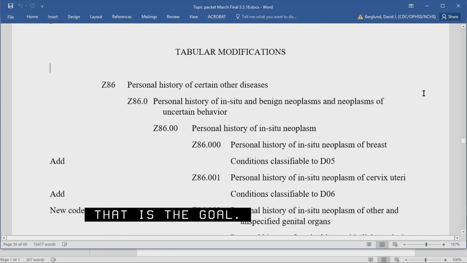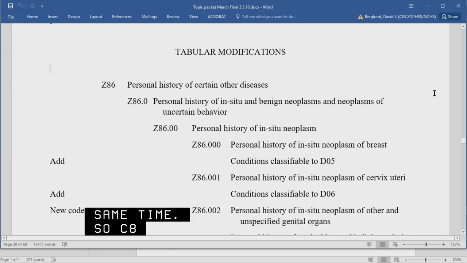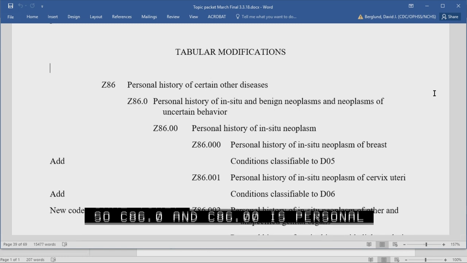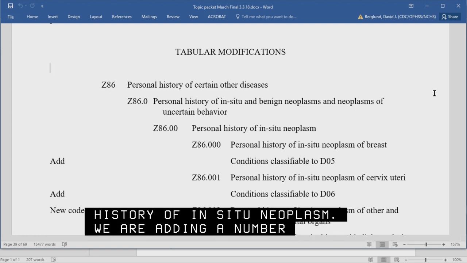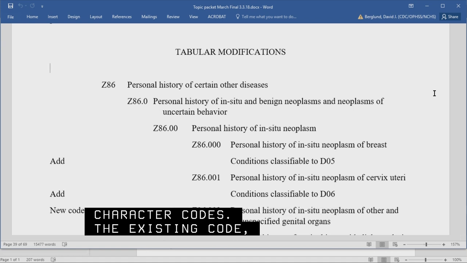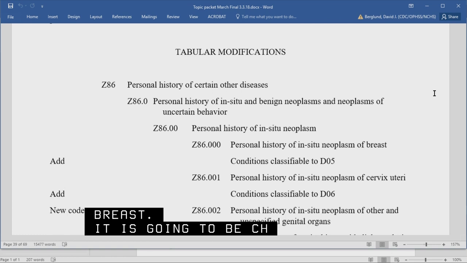So at Z86.0 and Z86.00 is personal history of in situ neoplasm. And so we're adding a number of six character codes. The existing code Z86.000 is personal history of in situ neoplasm of breast. It's proposed to add conditions classifiable to D05, the category where the in situ neoplasm of breast is coded.